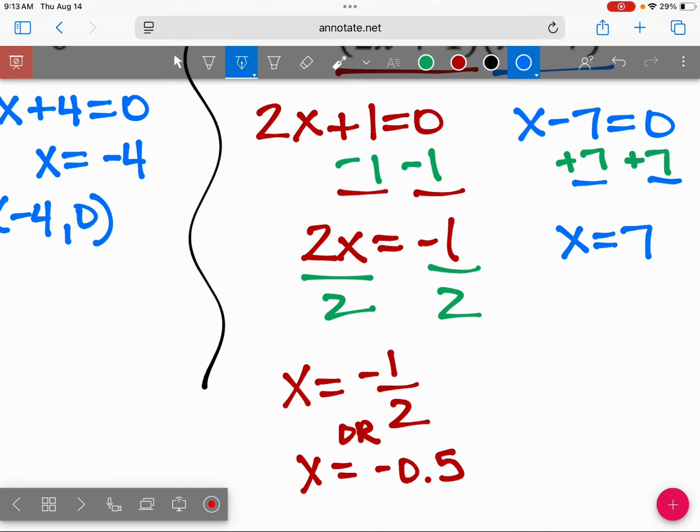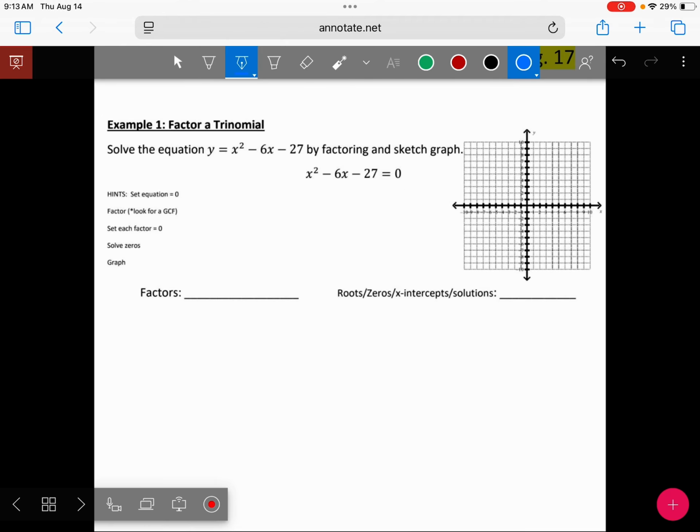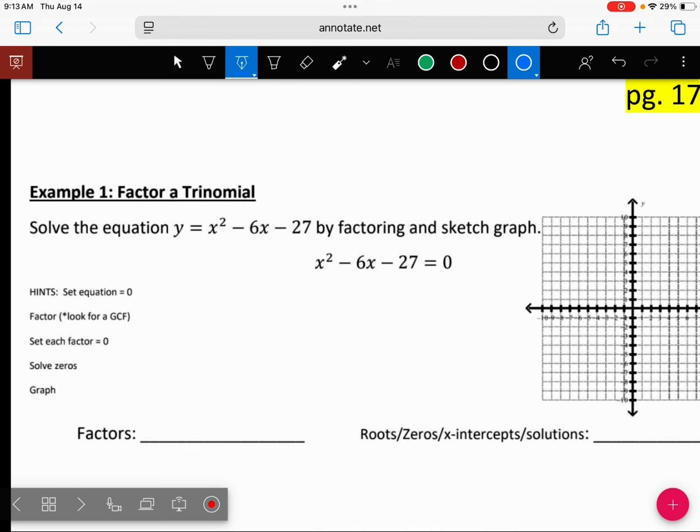So now let's go to the next page where we're going to factor and then do a sketch. Now a sketch is not as accurate as a graph. So we're not plotting 5, 6, 7 points. We're just going to plot 2 and make a sketch. So we can have a general shape of what this graph should look like. So let's look at this first one here. Now remember, you always start by setting it equal to 0. This is already equal to 0, so we can get started.